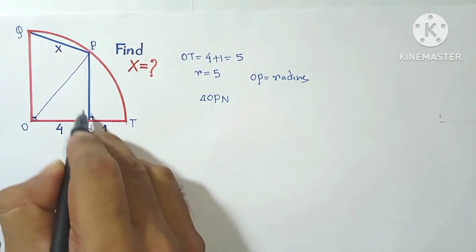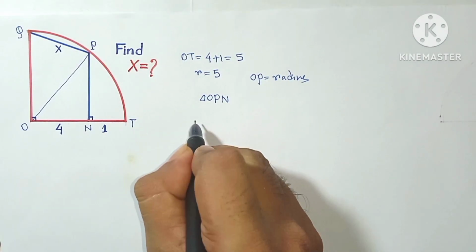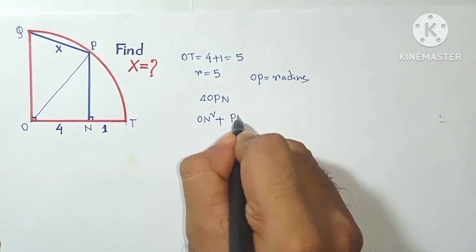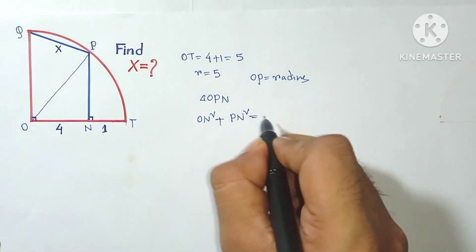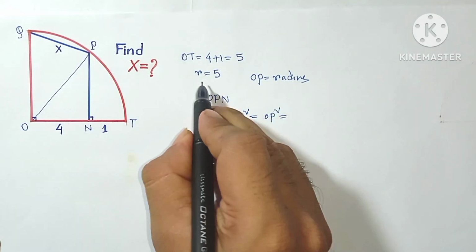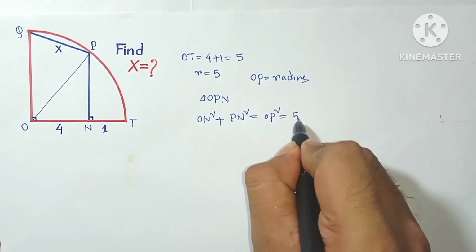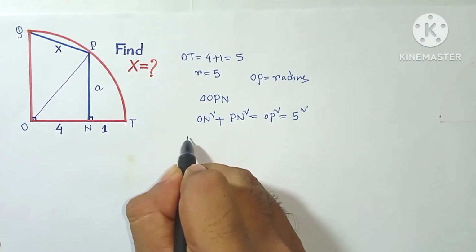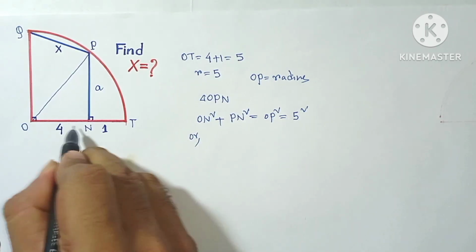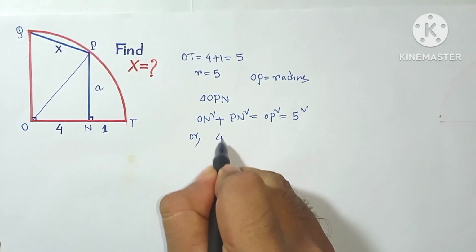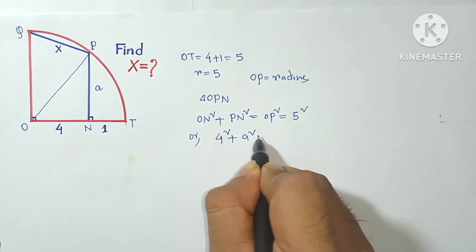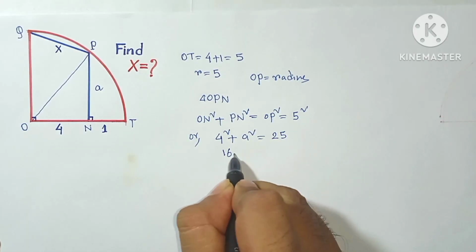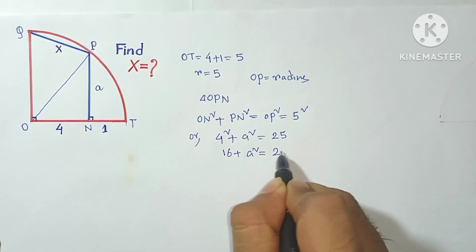If we use the Pythagorean theorem here, we can write that ON squared plus PN squared is equal to OP squared. And we have this OP is the radius, so this is 5 squared. So let's say this PN is A, or you can write that ON, which is given 4 squared plus A squared is equal to 25, or 16 plus A squared is equal to 25.